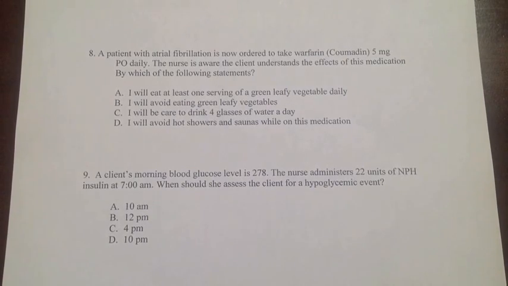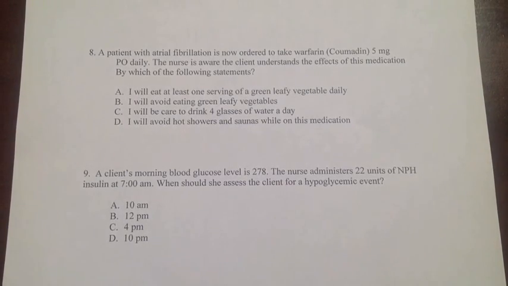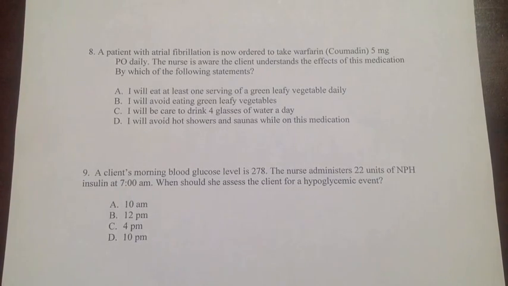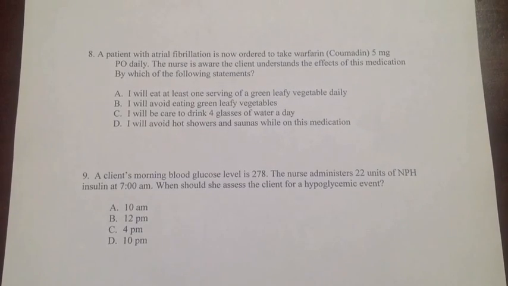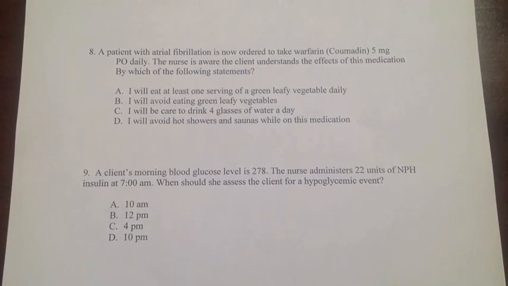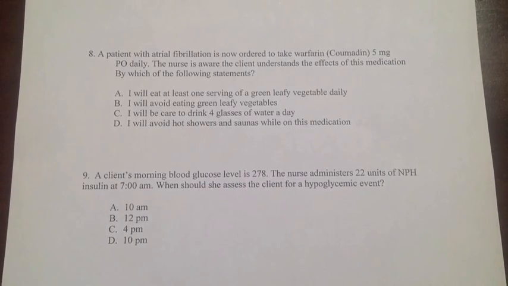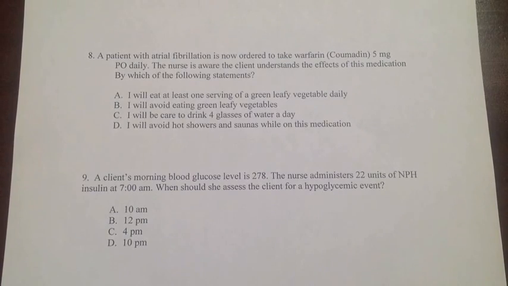A client's morning blood glucose level is 278. The nurse administers 22 units of NPH insulin at 7 a.m. When should she assess the client for a hypoglycemic event? That is going to be C, 4 p.m. To answer this question, you have to know the peak time when intermediate insulin is at its highest, and that's going to be 8 hours. So if you do 7 a.m., count forward 8 hours, you'll get 4 p.m.